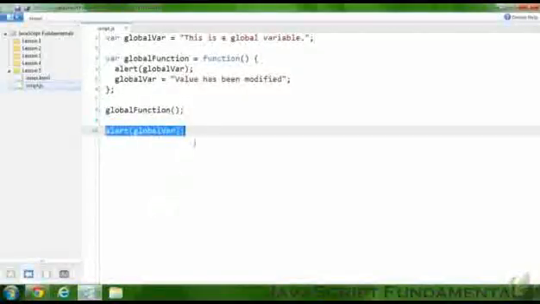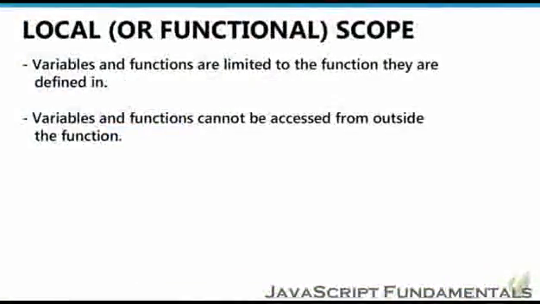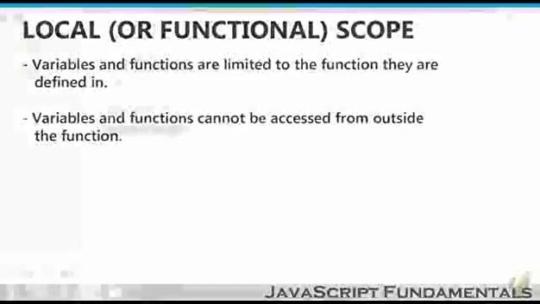So global variables and functions can be accessed from anywhere, but there's another type of scope called functional or local scope. We can define a variable or function inside of another function, and they cannot be accessed outside of that containing function. So they are local to the function that they are defined in.